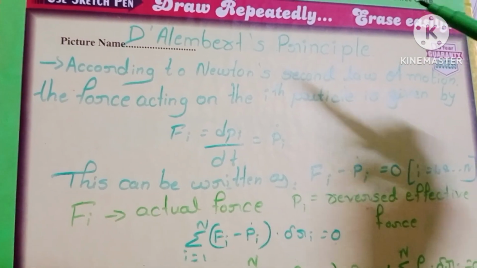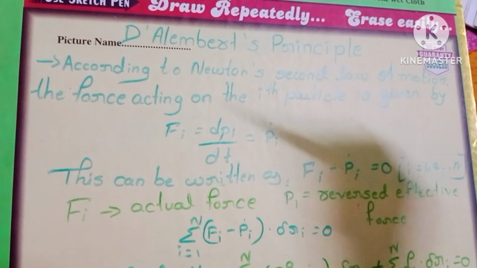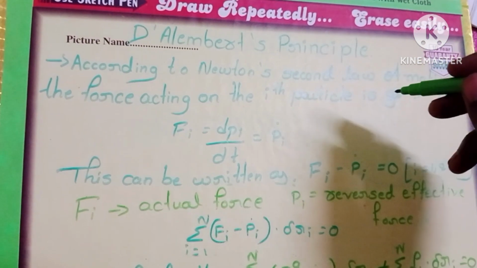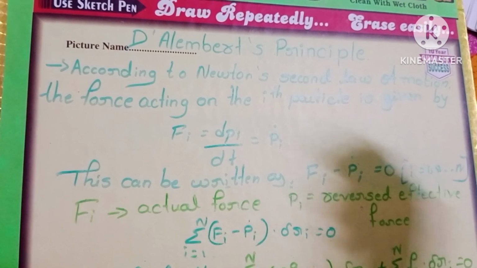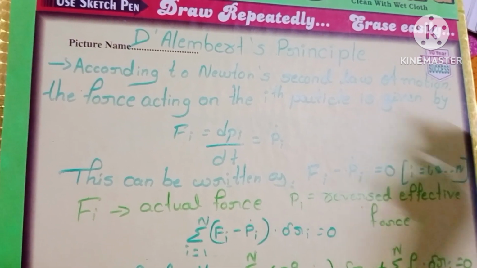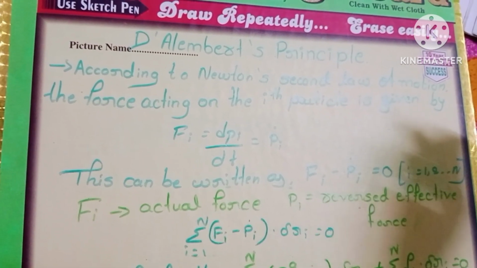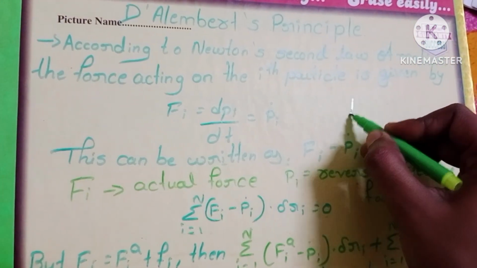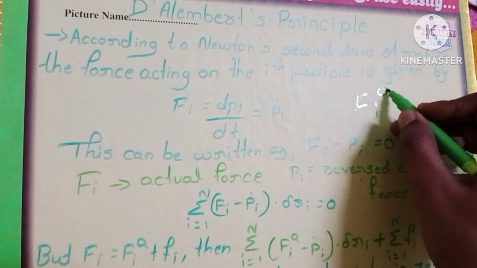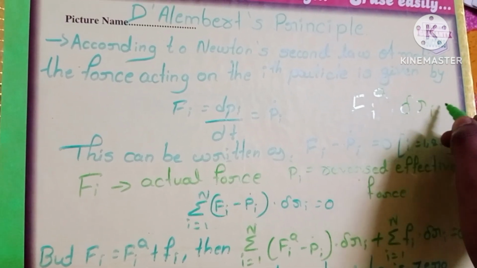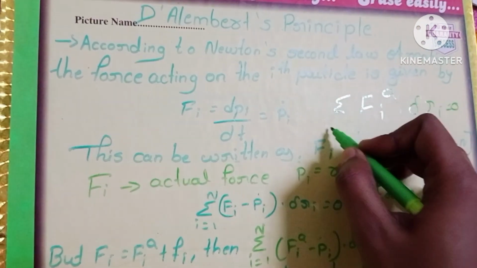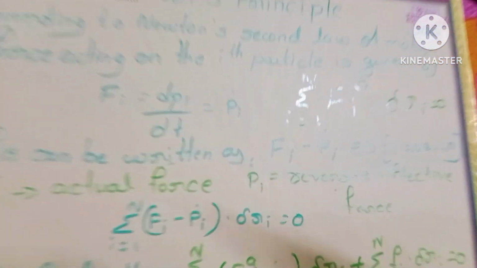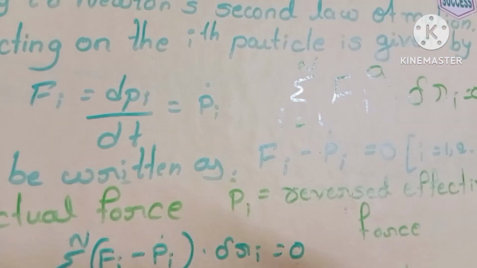Today I am discussing D'Alembert's principle. Before going into this principle, I already discussed the principle of virtual work. In that I arrived at an expression: summation of Fi^a · δri = 0, with i from 1 to n. This is the expression for the principle of virtual work.